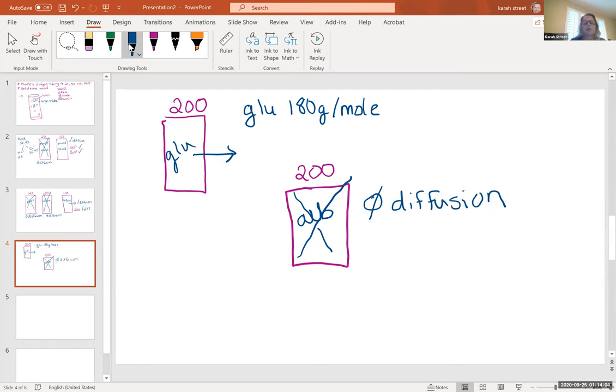Albumin is a very large plasma protein. It has a molecular weight of tens of thousands in kilodaltons. It's huge. It is much, much larger than these 200 molecular weight cutoff pores in this dialysis tubing. Are there any questions about this activity? Okay, well then let's move on to activity two.